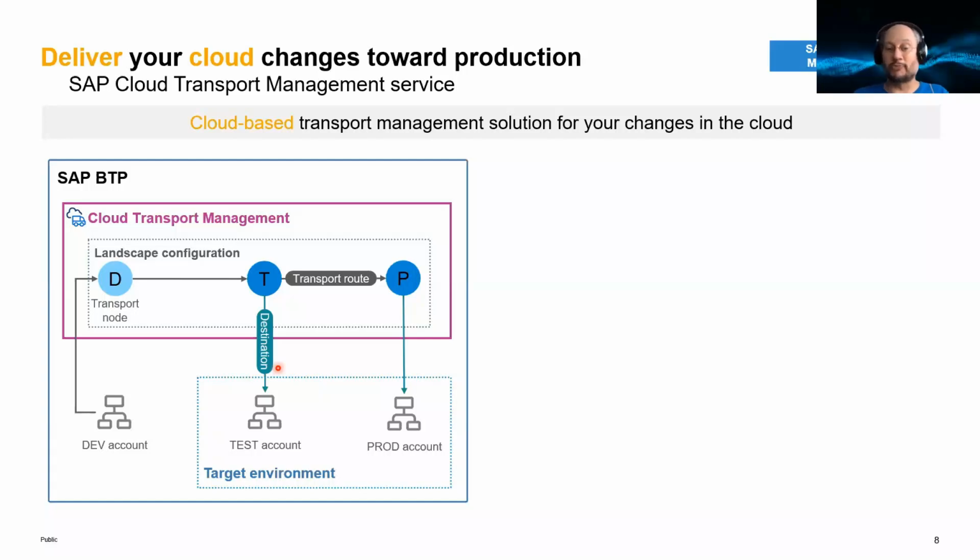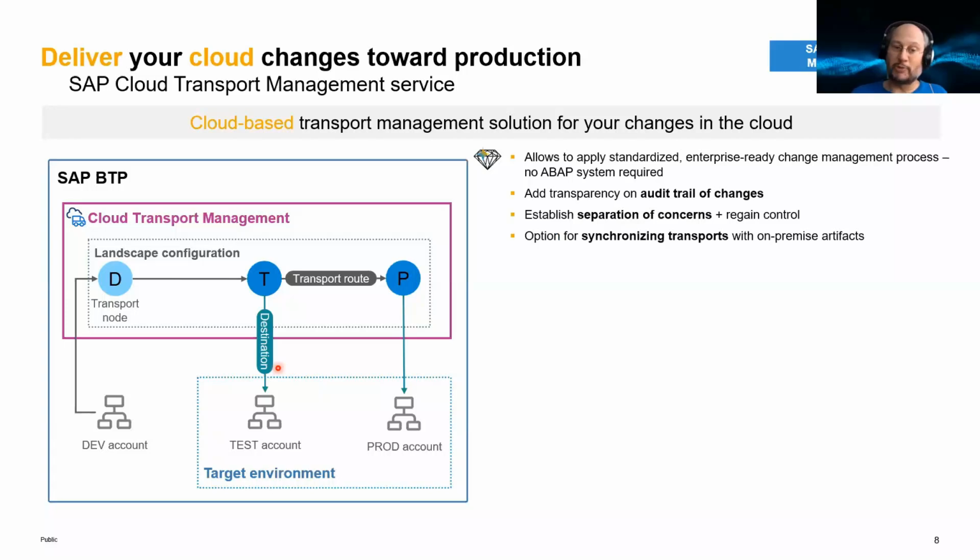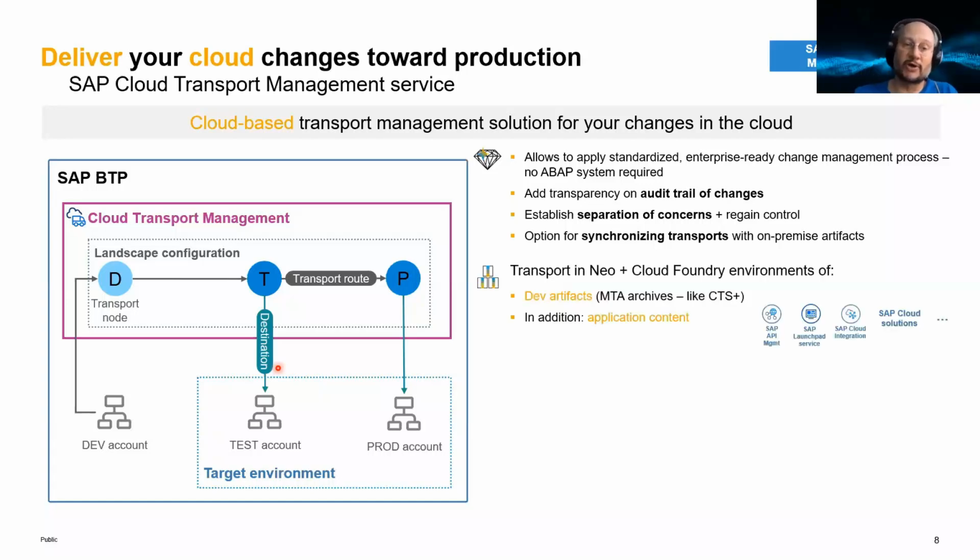As Moritz already pointed out, for example, you have application development. This would be one kind of landscape. Then you would potentially have cloud integration, API management, launchpad content, and so on. And there you could have several landscapes within one instance of Cloud Transport Management.